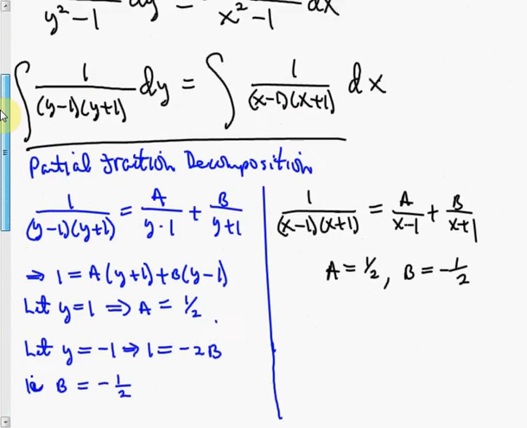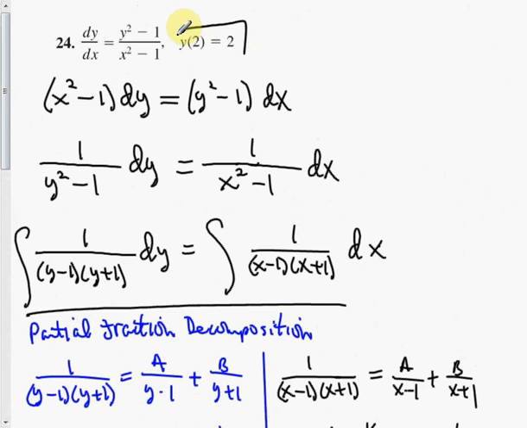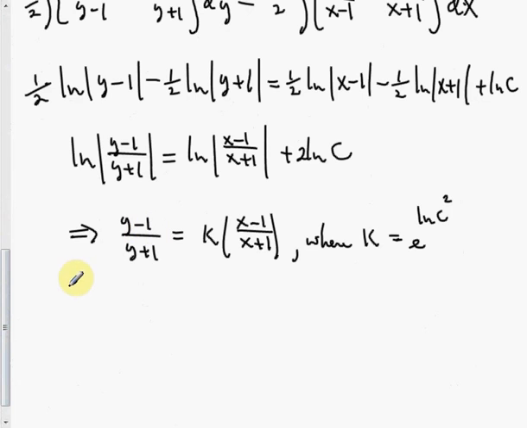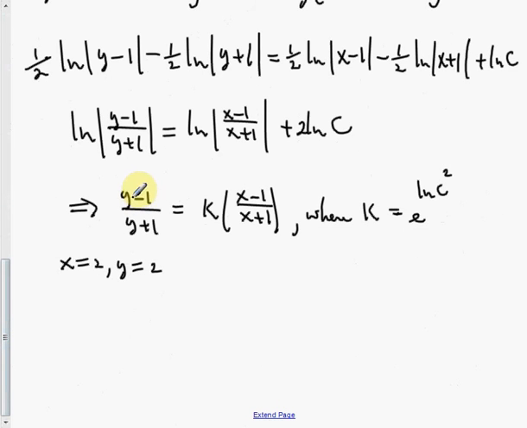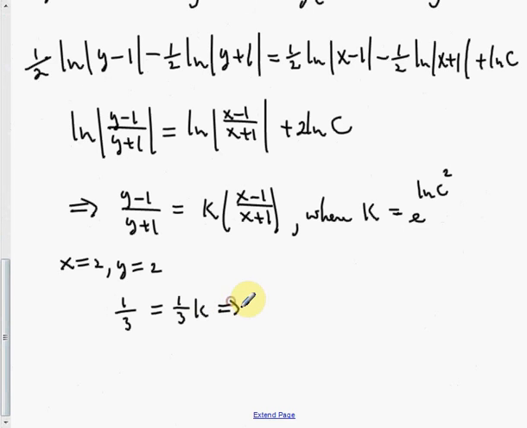Did they give us any initial condition? Yes. x equal to 2, y is equal to 2, right? So if that be the case, x is 2, y is 2. So here we get 2 minus 1, we get 1 all over 3 is equal to 1/3 times k. So that implies that the constant is equal to 1.